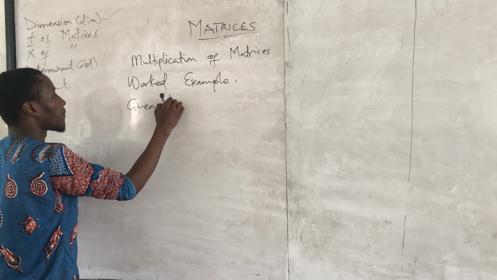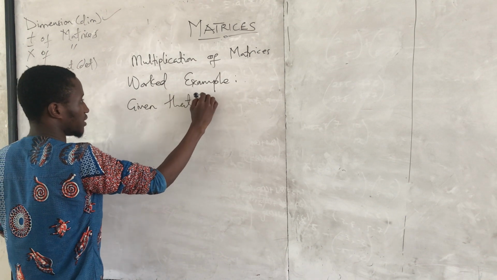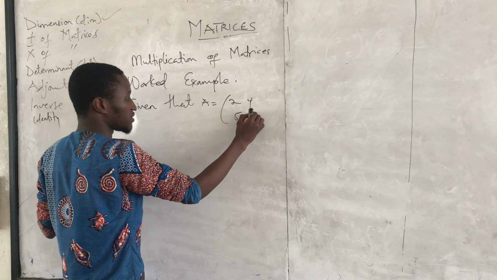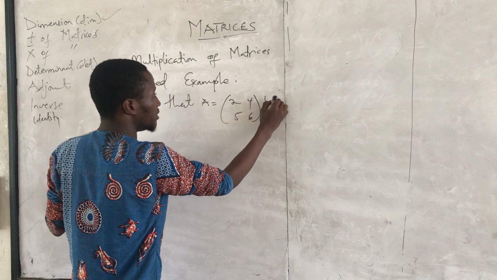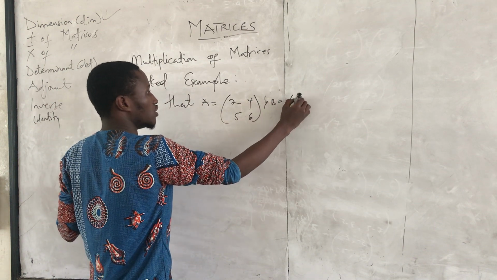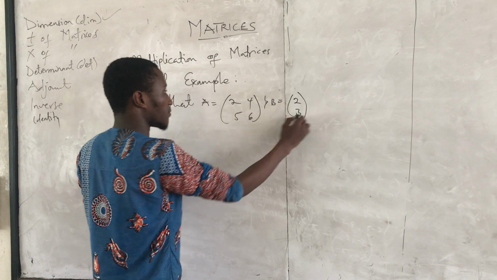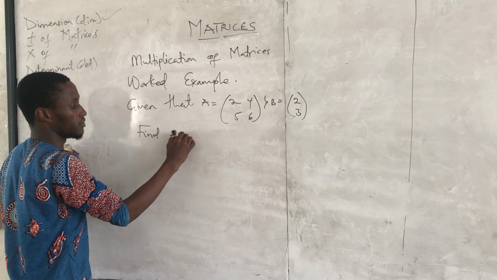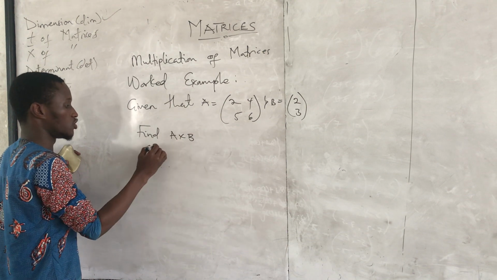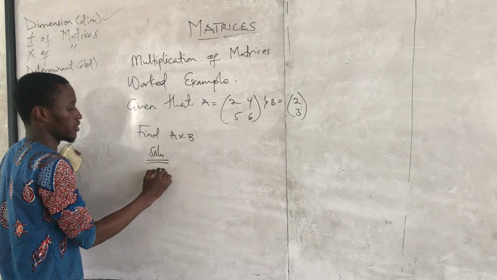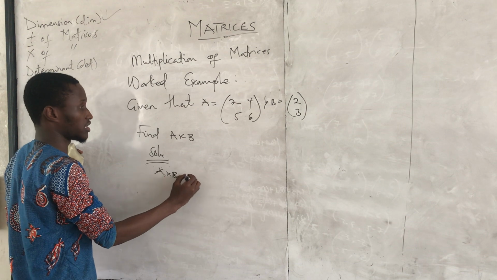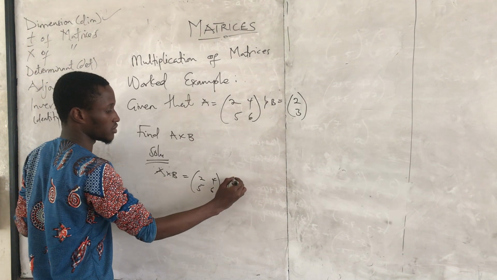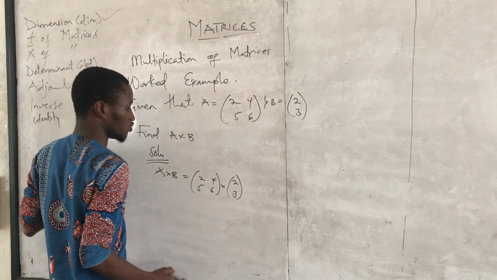Given that A is equal to 2, 4, 5, 6, and B equals 2, 3. Find A times B. Solution. A times B becomes 2, 4, 5, 6 times 2, 3.